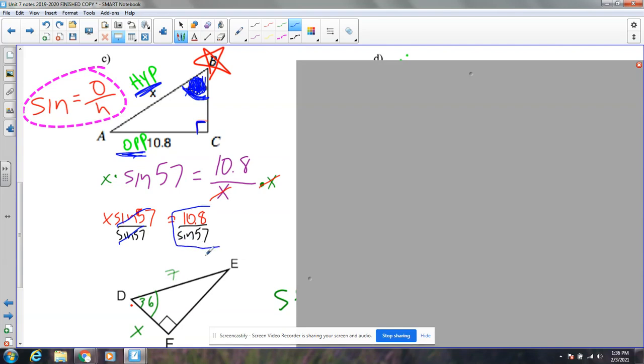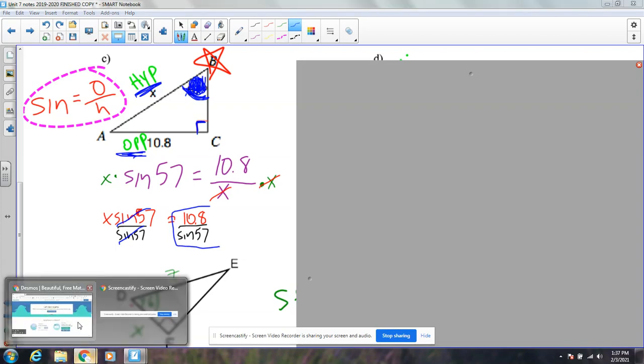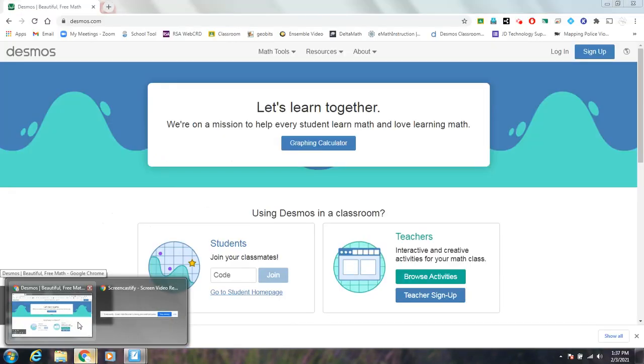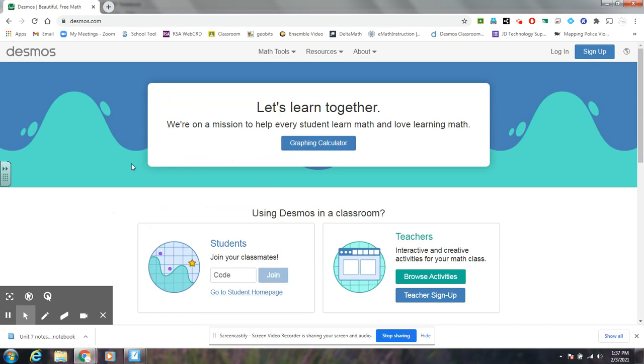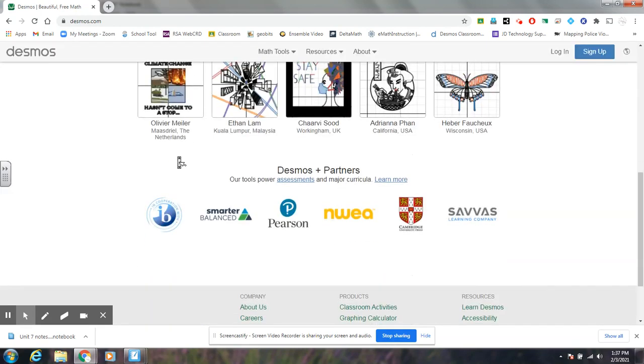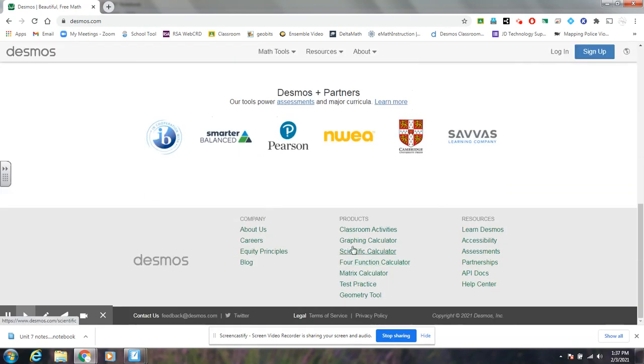That's what I'm going to type into my calculator. If you have your own TI-84, just make sure you're in degree mode, and you can plug that right into your calculator. If you don't have a calculator, or if you want to use Desmos, here's my little tutorial. We're going to go to desmos.com, and I'll link this in the class work for today. You're going to go down to where it says scientific calculator.